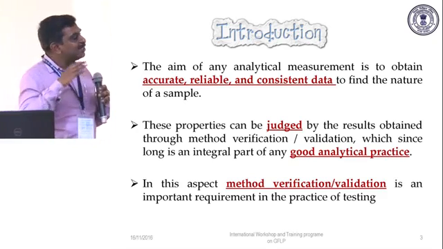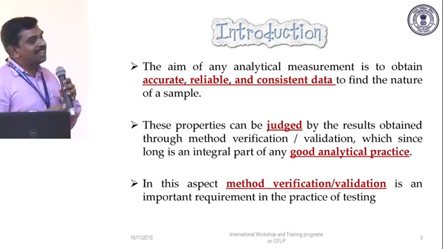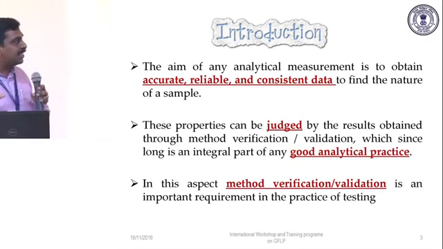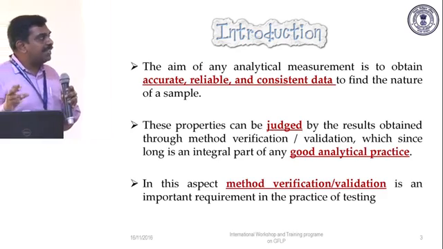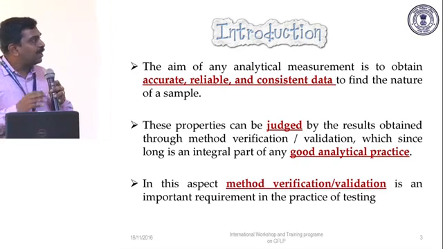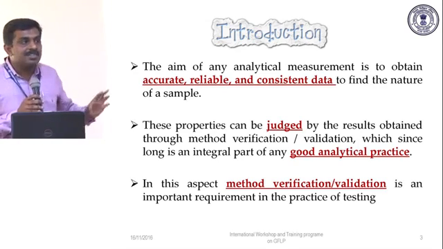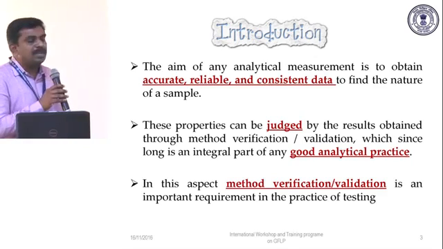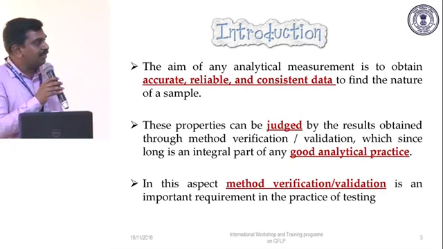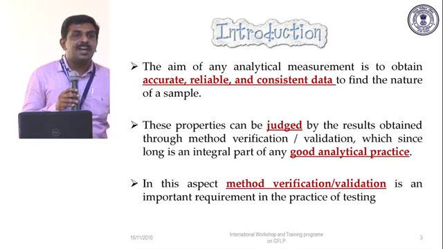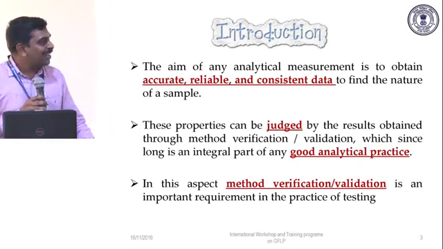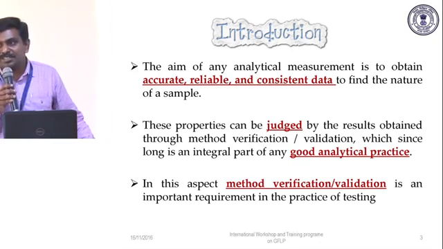So this is going to happen in validation: who, where. It's a big confusion for us, what. Just to give you an introduction, the purpose of any analytical measurement is accurate, reliable and consistent data. These are the 3 words which will always be there. These 3 properties can be judged by the results obtained either through method validation or verification. And our workshop topic is good food laboratory practices. So again, I am telling you, it is a good analytical practice.